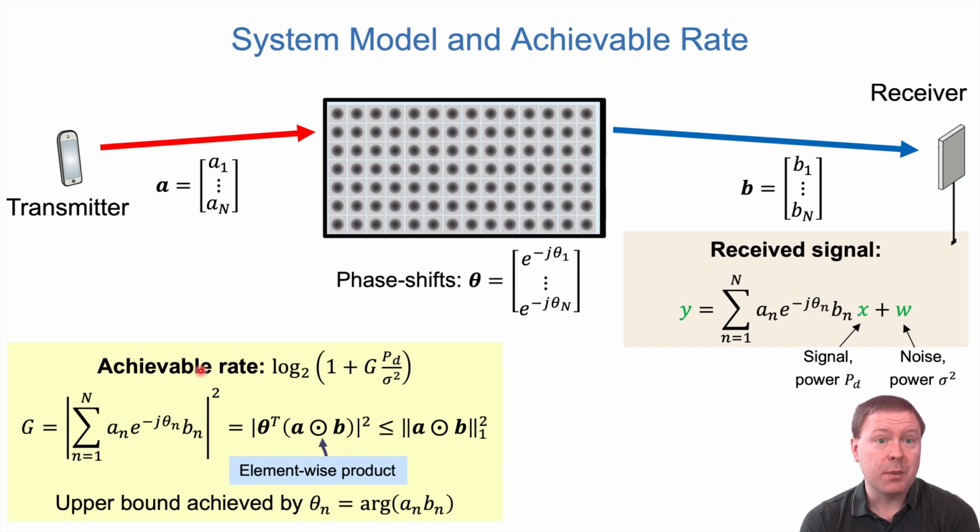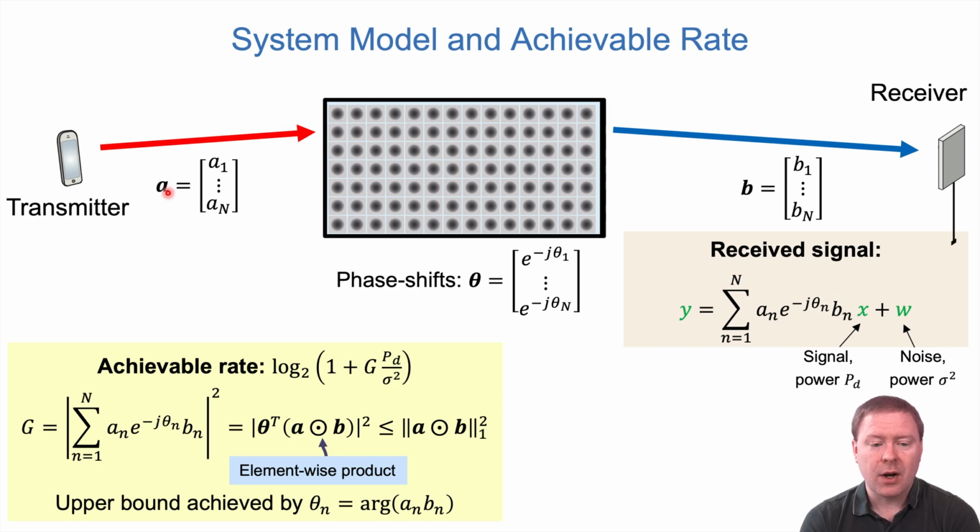So our achievable data rate might be log 2 of 1 plus the transmit power divided by the noise power times G, which is this coefficient in front of X with an absolute value squared. We have the A and B that are given by nature, our communication channel, and we have the theta that we can control.